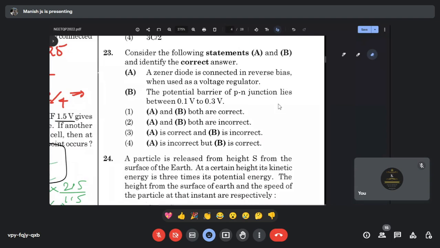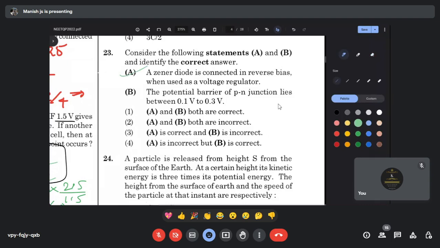So Zener diode when it is forward biased, what happens? Under forward bias condition, it is going to be a conducting diode, right? Normal conducting PN junction diode. But in the reverse bias, அது வந்து ஒரு voltage regulator இருக்கும். Correct தான். That statement is correct. Perfect. That is the property of the Zener diode. Yes. So assertion, no doubt. That's right.